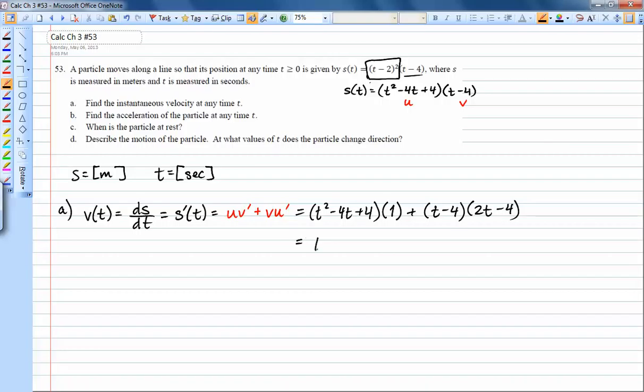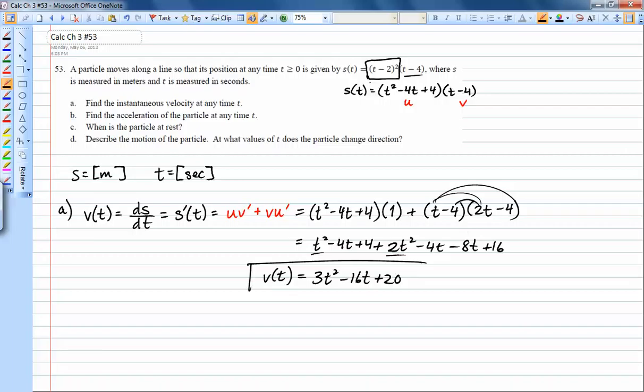So if we simplify a little bit, t squared minus 4t plus 4, plus 2t squared minus 4t minus 8t plus 16. That's going to come out to be 3t squared minus 16t plus 20. So that's my v of t, my instantaneous velocity at time t. Okay, so that's part A.